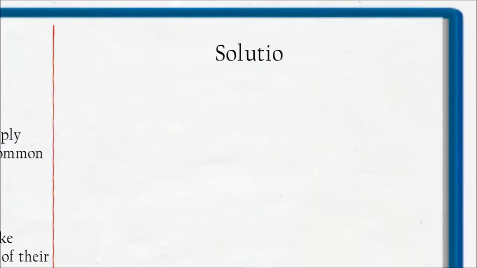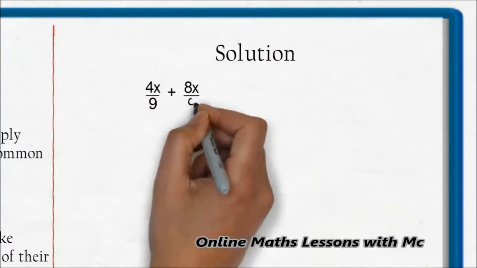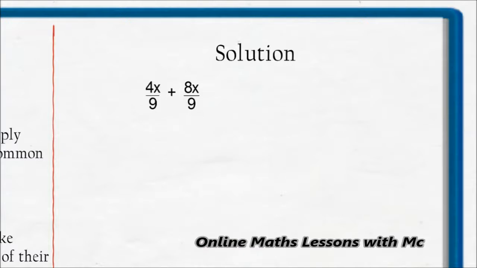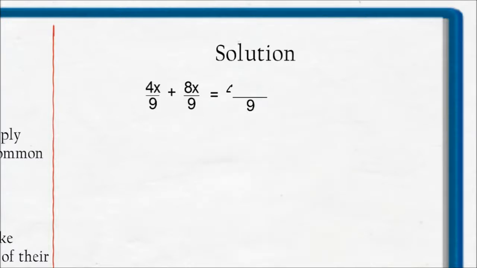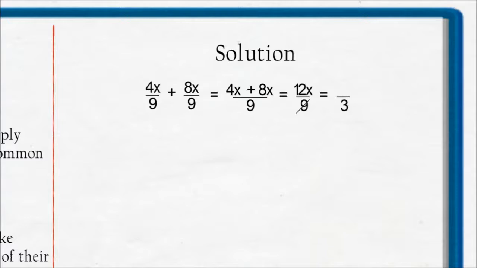Alright, so our solution will look like this. 4x over 9 plus 8x over 9. Observe that the denominators are the same, which is 9. So we can simply add their numerators. That will leave us with 4x plus 8x. So when we add 4x to 8x, we have 12x over 9. Also, observe that 12x and 9 have a factor in common. So it means we can simplify it further. 3 will divide 9 and we have 3. 3 will divide 12 and we have 4. So at the numerator we're left with 4x, so we have 4x over 3.